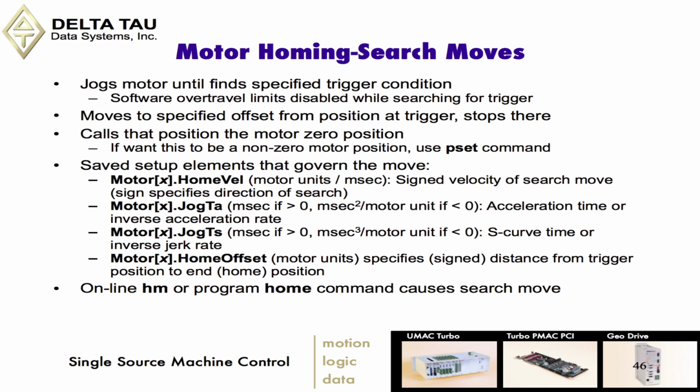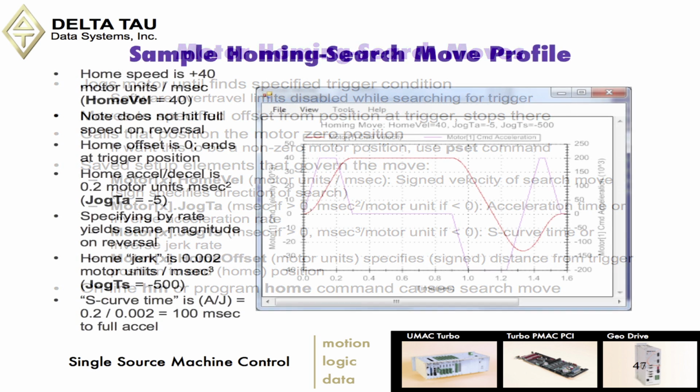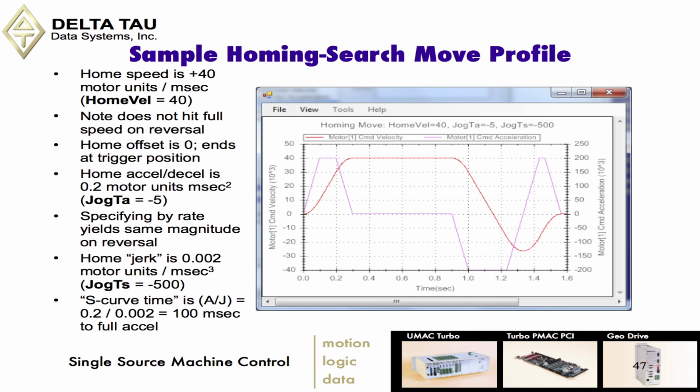And then they're initiated with the online HM or program home command for the motor, which causes the search move to start. I think we might have a couple examples in the next slide. So we have a homing search profile. Here the motor accelerates up to speed and finds the home switch. At this point, it sets the home complete to 0. Now it has to make a controlled move to go back to the found triggered position, to what it captured in the capture register.